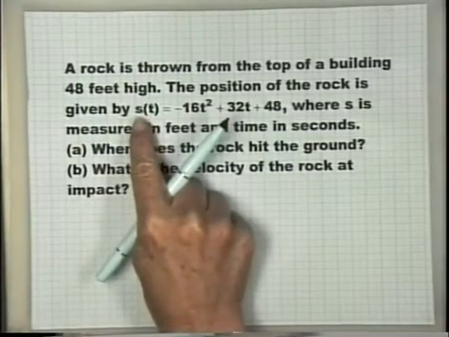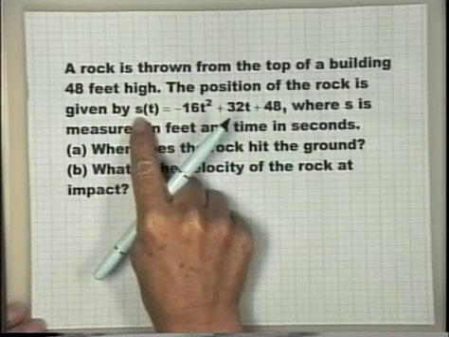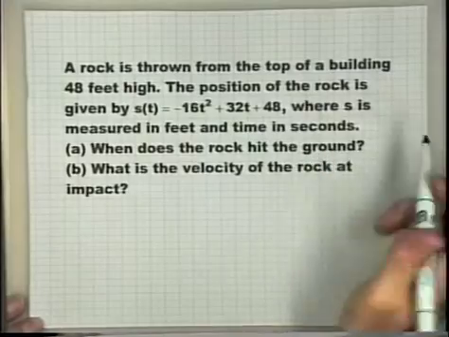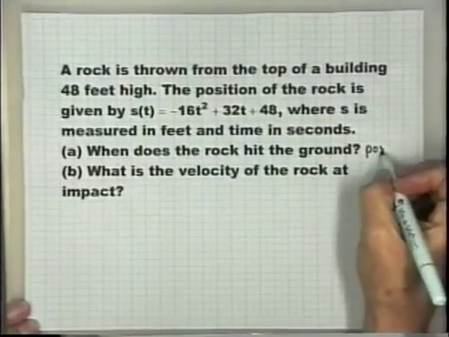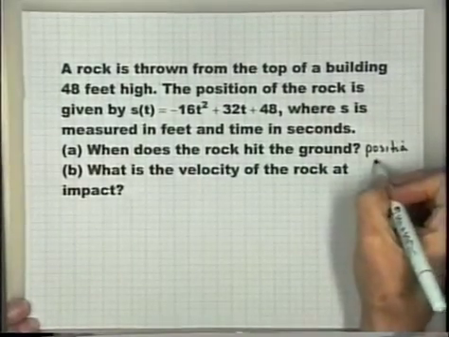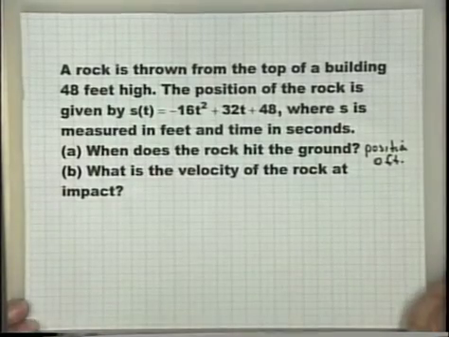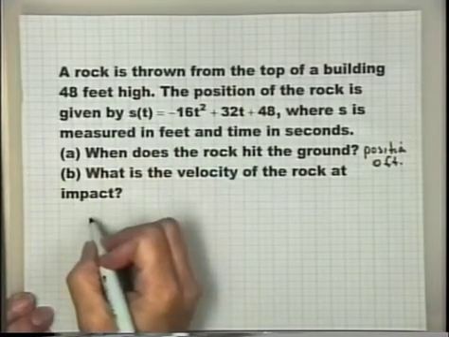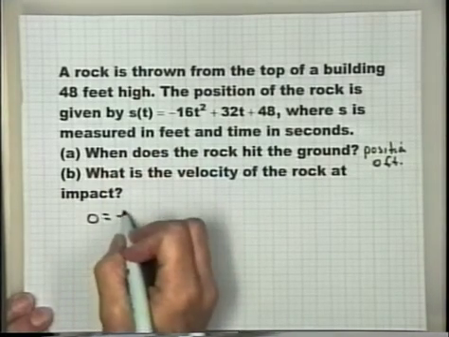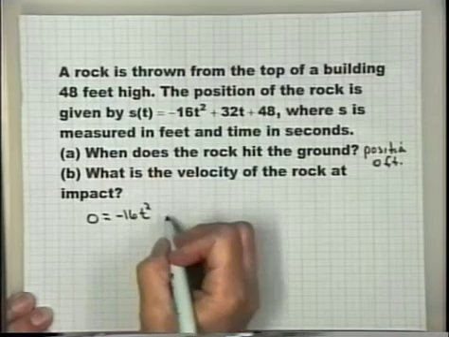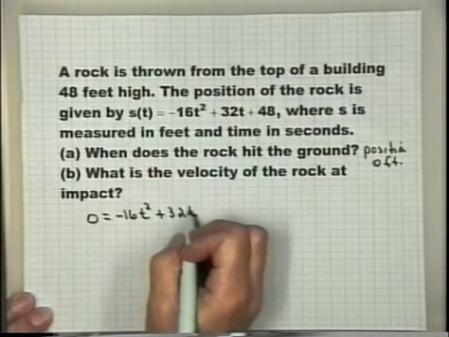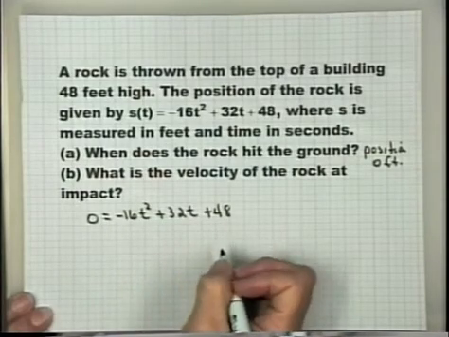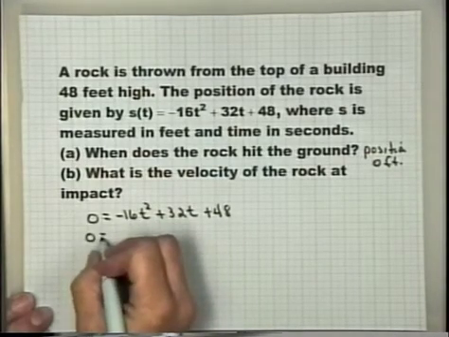Okay, now S gives me position. So you have to realize, if the rock hits the ground, the position of the rock would be at 0 feet. It's on the ground. So the position S is 0 equals negative 16t squared plus 32t plus 48. Position is 0. And we're going to solve this for t and find out when that happens.